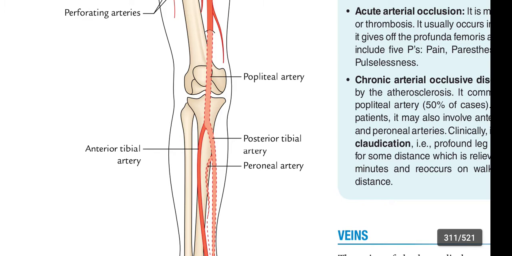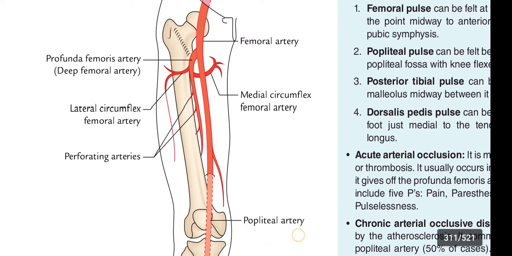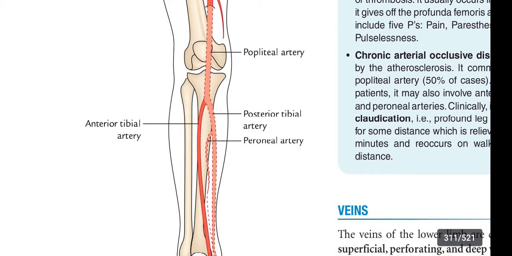and gives off two branches. This popliteal artery gives off two branches: anterior tibial artery and posterior tibial artery, okay. This popliteal artery is a continuation of the femoral artery, and it gives off two branches, that is the anterior tibial artery and the posterior tibial artery, okay.